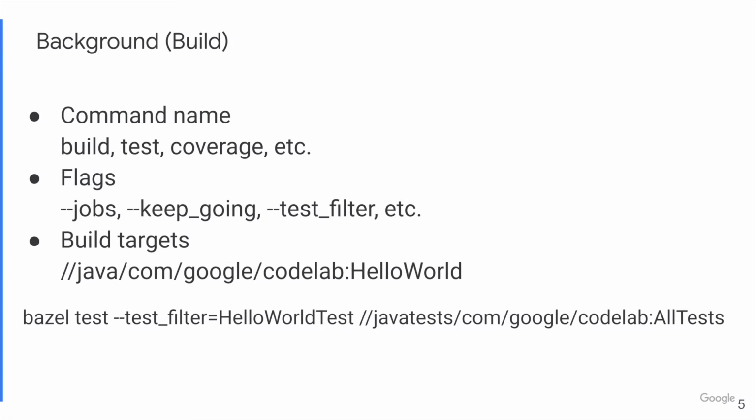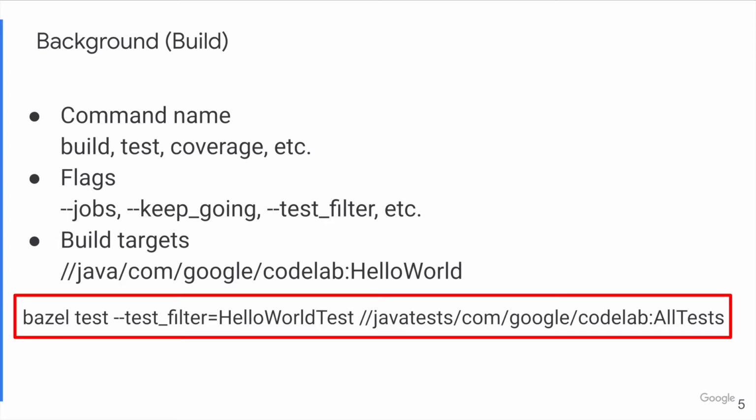A build contains the command name, for example, build or test or collect coverage, followed by flags. For example, you can specify --jobs, which means the max number of concurrent executors a build can use. There are other flags as well. And finally, you need to specify the build targets. For example, you can specify a hello world target. Internally, Google uses Bazel as the command name, with flags and build targets together. A concrete build command would look like this.